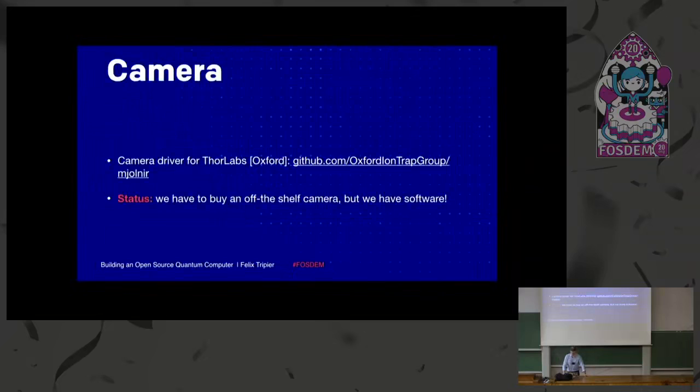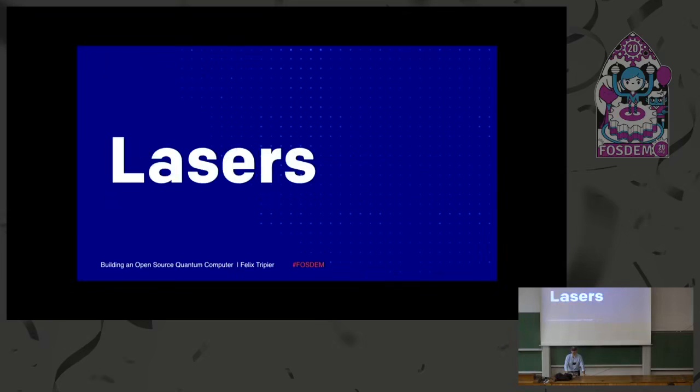And so what we use to record that chain is actually a camera. A camera is a big part of the trapped ion quantum computer experience. You need to be able to see your ions to see if they've loaded. You can use cameras to see if ions are glowing for detection. And there's no open source hardware for cameras, but there is a driver for an off-the-shelf camera component from Oxford.